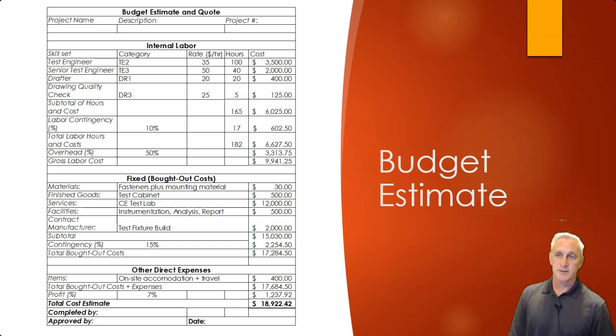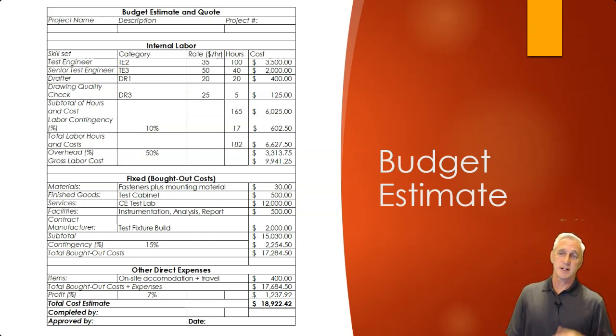We get a subtotal of hours and cost. We have a contingency percentage. What is that percent? What's appropriate? 5%? Is that good enough? 15%, 20%? That's a judgment call based upon the risks. In this case, we chose 10%.